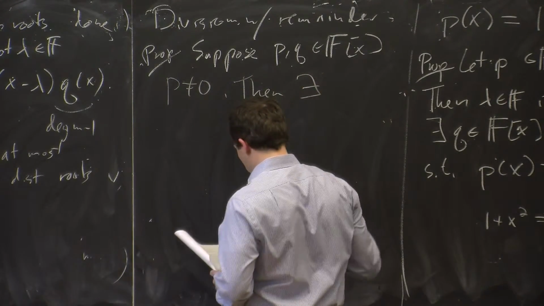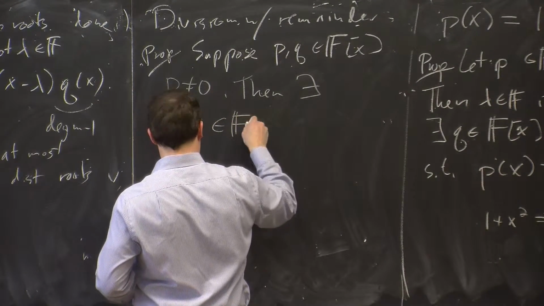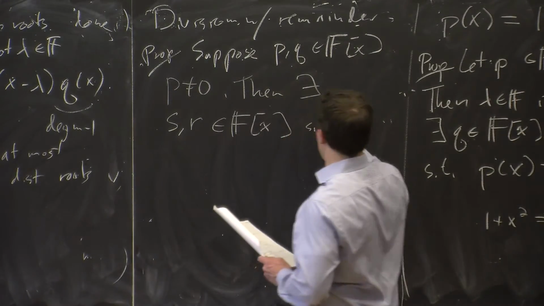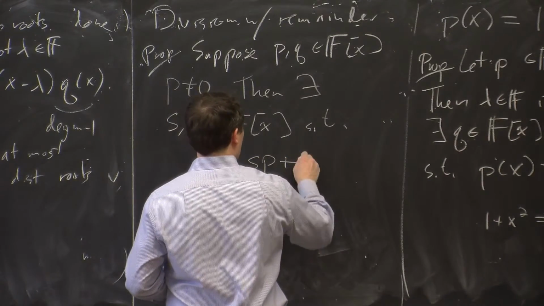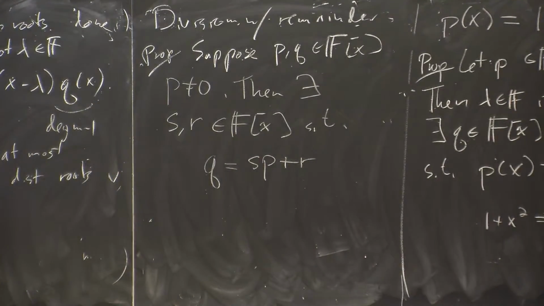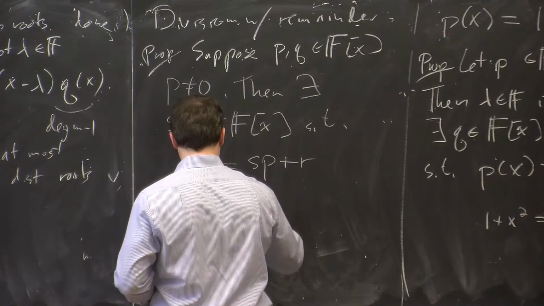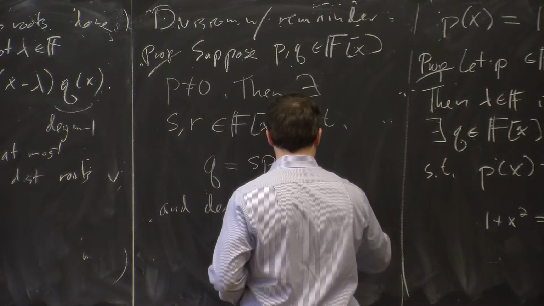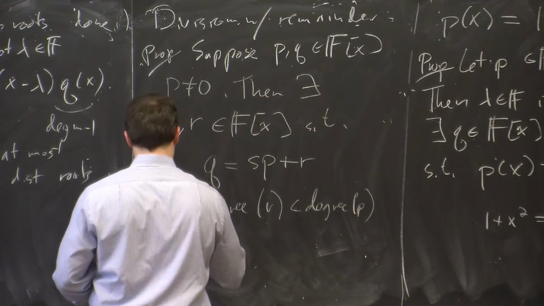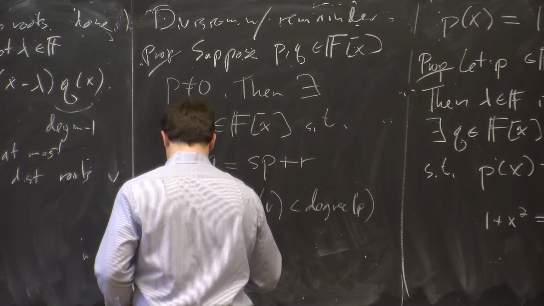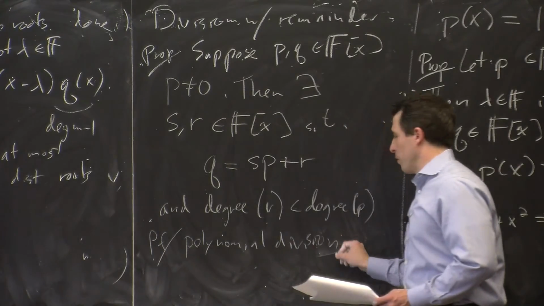Then there exist other polynomials s and r such that q is equal to sp plus r. So we've divided by p and kept track of the remainder. And in this case, the degree of r is less than the degree of p. The proof of this is the polynomial division algorithm, which hopefully you've seen in the past.